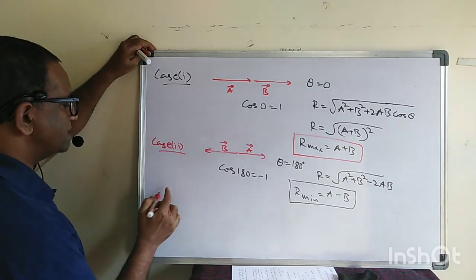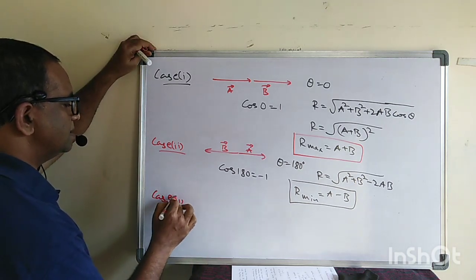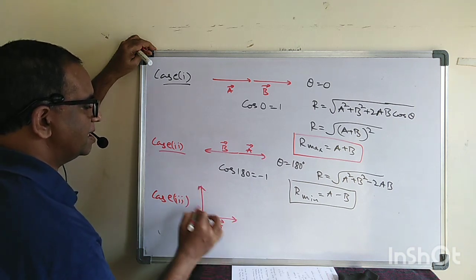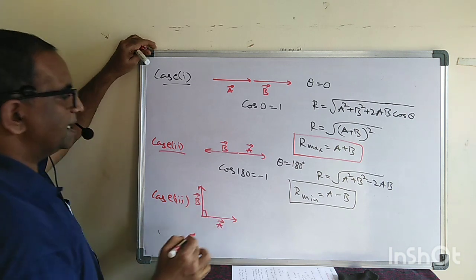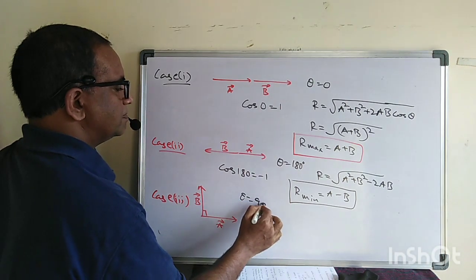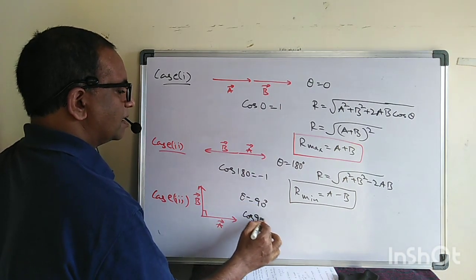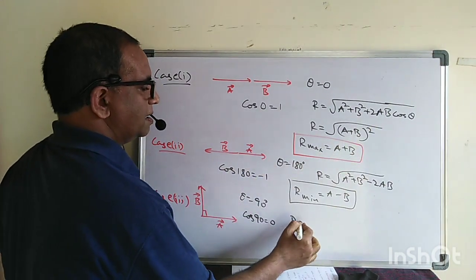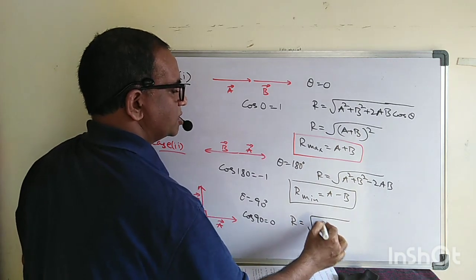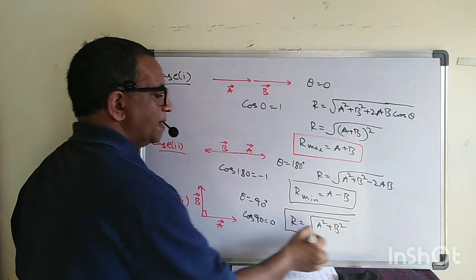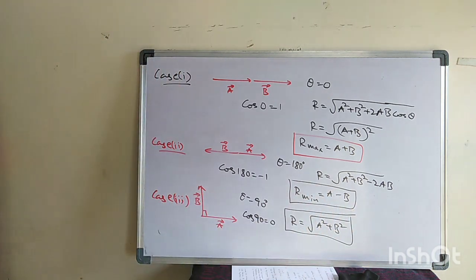Now look at case 3. It's another very simple one. Let us say the two vectors are acting perpendicular to each other. Perpendicular means what is the theta value here? The theta value is 90 degrees. And what is cos 90? Cos 90 is 0. Cos 90 being 0 means what is the resultant here? The resultant is equal to root over a square plus b square. When the two vectors are perpendicular, the resultant is equal to root over a square plus b square.